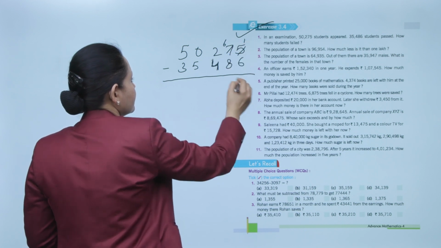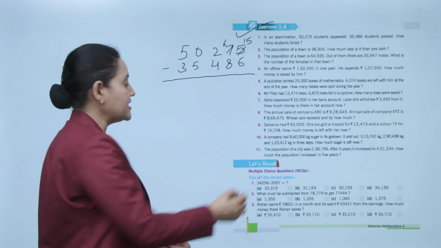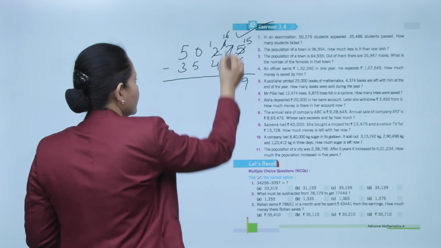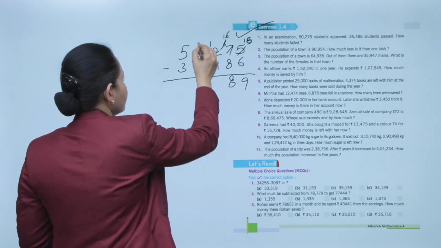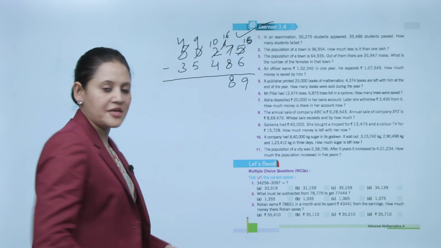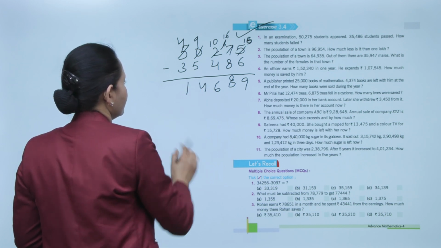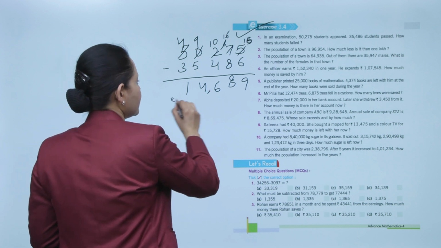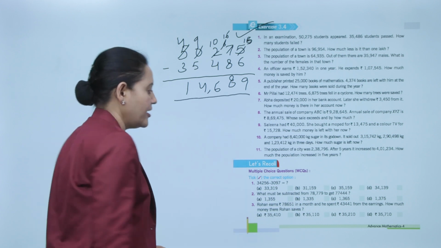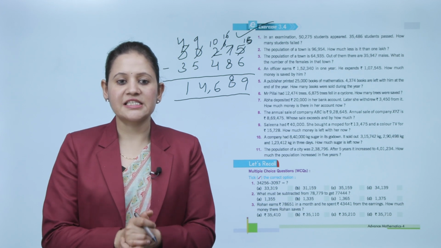15 minus 6 is 9. 10 minus 4 is 6. 4 and 1. So 14,689 students failed in the examination. Clear? So you have to practice all the questions of this exercise.